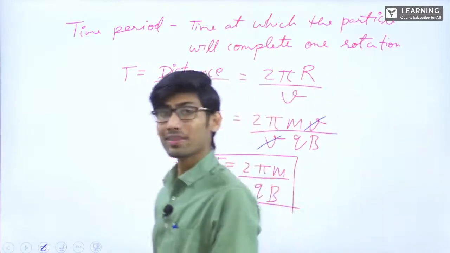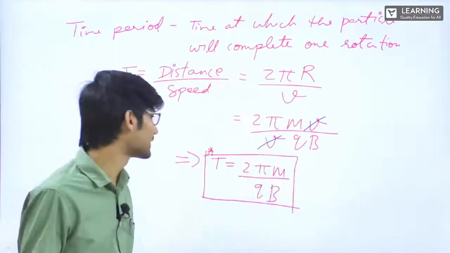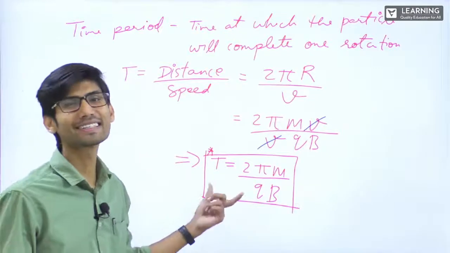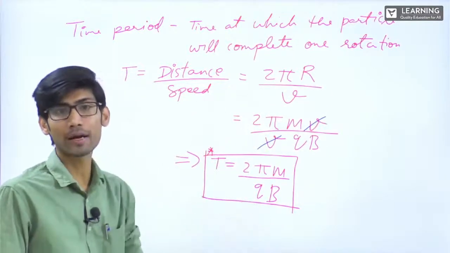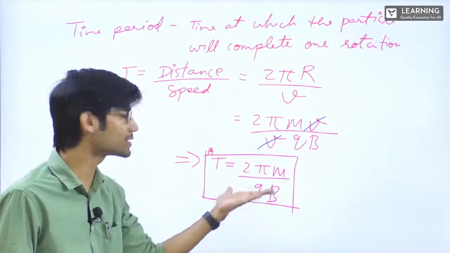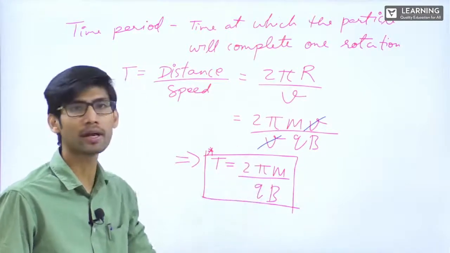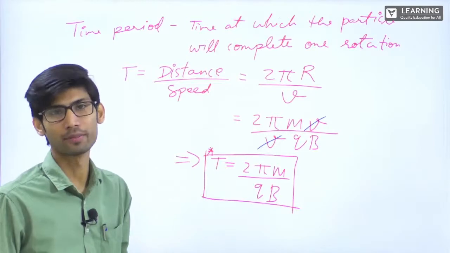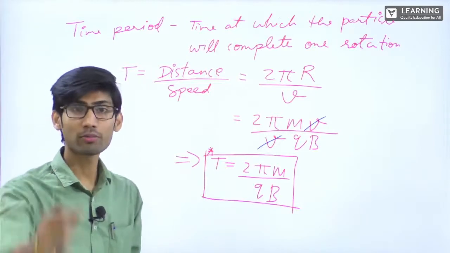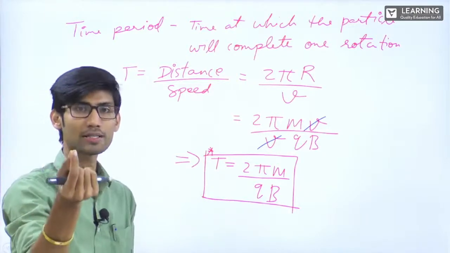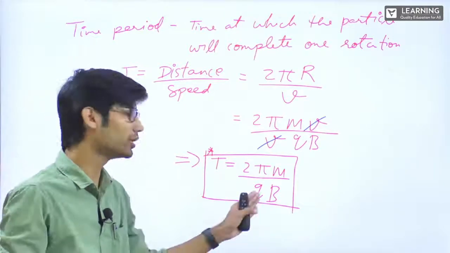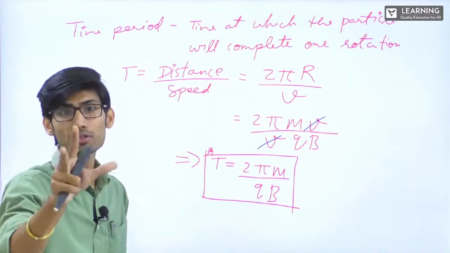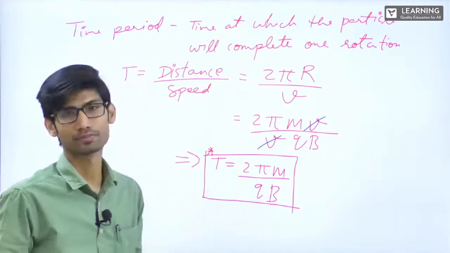Now, one thing to notice here is it is independent of velocity. How much ever velocity you give to a particle, it doesn't matter. The time period remains same. It only depends on the mass of the particle and the charge and magnetic field. Right? So if I am talking about one particle of mass m and charge q, and it is there in a uniform magnetic field B, how much ever velocity you give, the time period will be same.